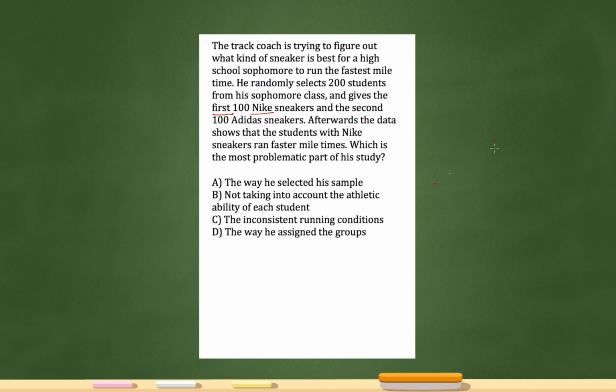So if those first 100 kids that lined up were all fast students, they're automatically going to run faster. So the shoes are not really going to have an effect on it. So really the problematic part of the study is how he gives them the shoes, or how he assigns the groups, because he doesn't really do it randomly. If he selected the 200 students randomly, and if he gave out shoes in a random manner, that would be okay, because then we can draw that conclusion.